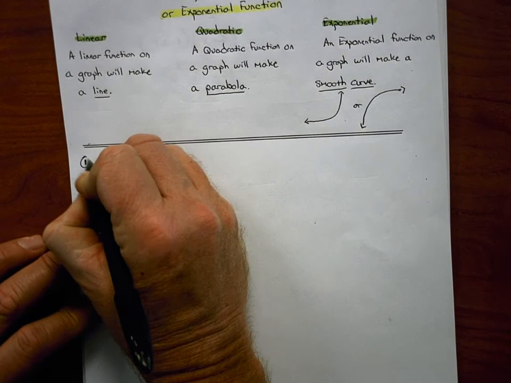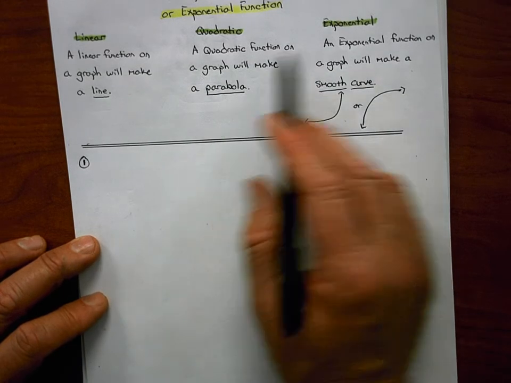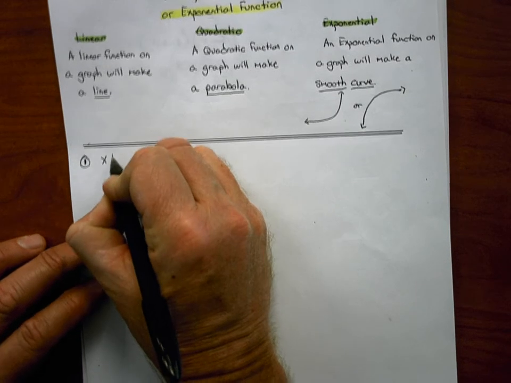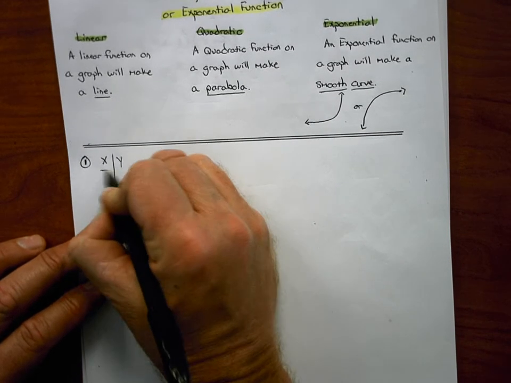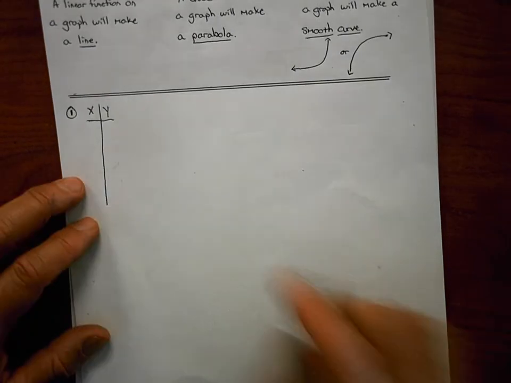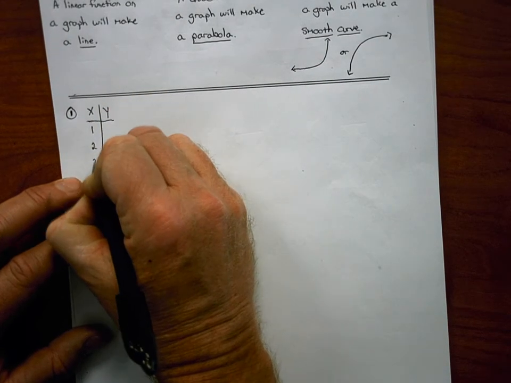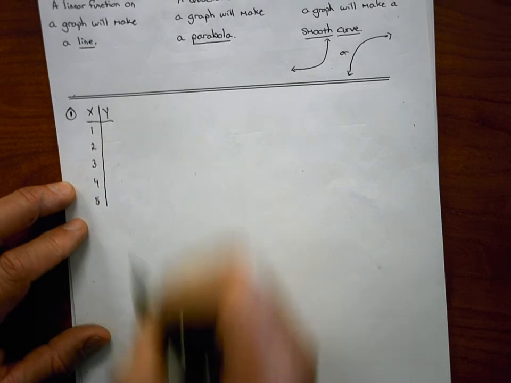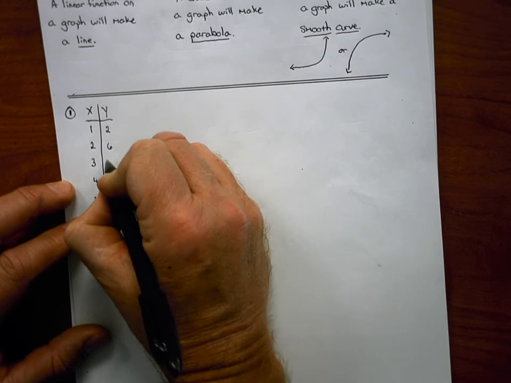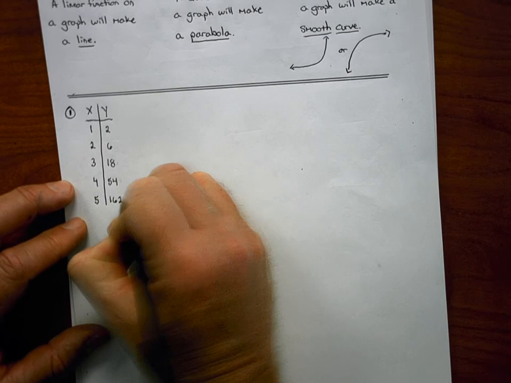So here's what we're going to do today. We're going to figure out how you can tell if something is a linear, quadratic, or exponential function without even knowing what the graph looks like, with only knowing values. So let's say I have an x and y table, a table of values. The x values are 1, 2, 3, 4, and 5, and the y values are 2, 6, 18, 54, and 162.